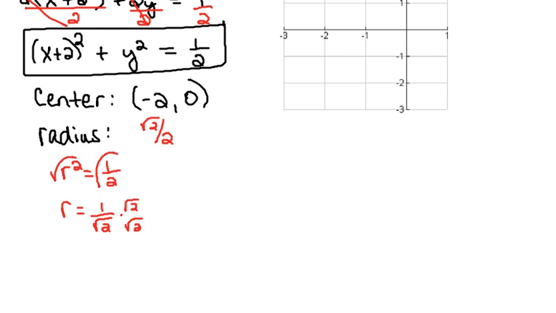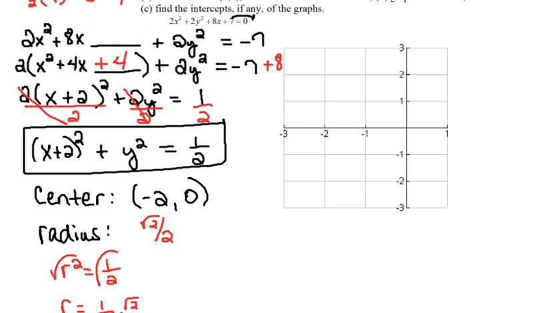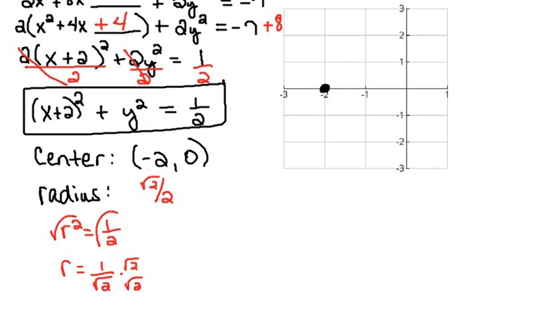Alright, so when we found the center and the radius of this circle, let's go ahead and go back up and plot what we know. So if the center is at -2, 0, that would be right here. And we said that the radius was, after rationalizing the denominator, the square root of 2 over 2. Now it would be just as easy to think about it as the square root of 1/2.